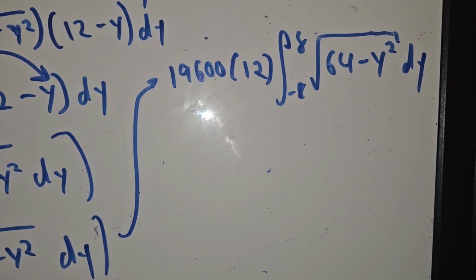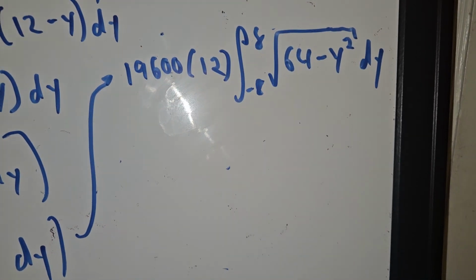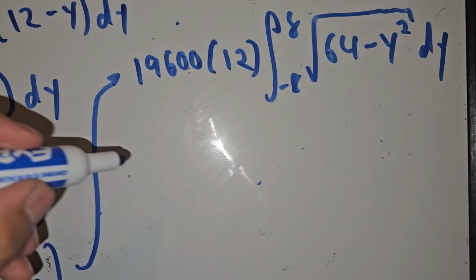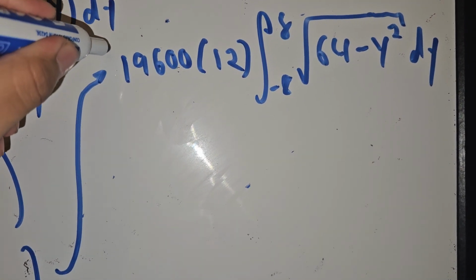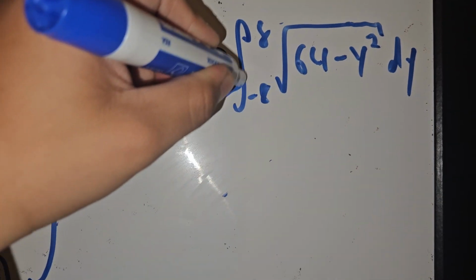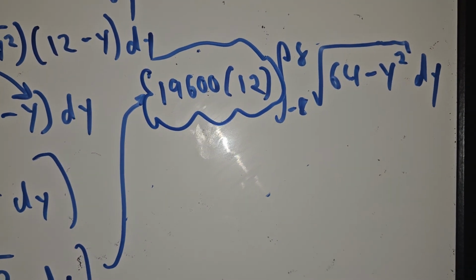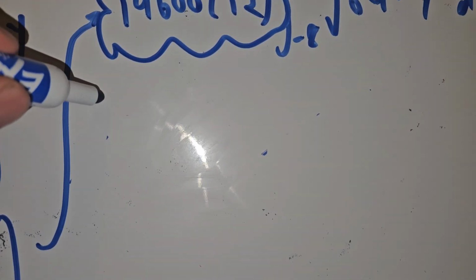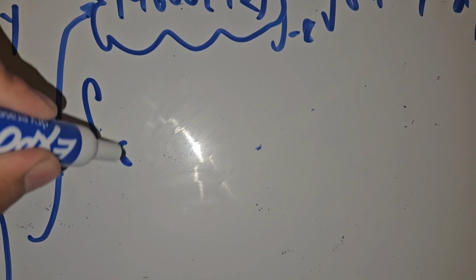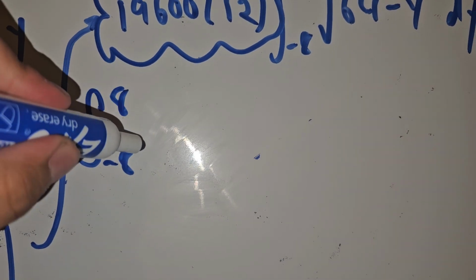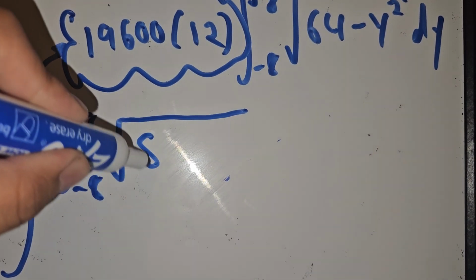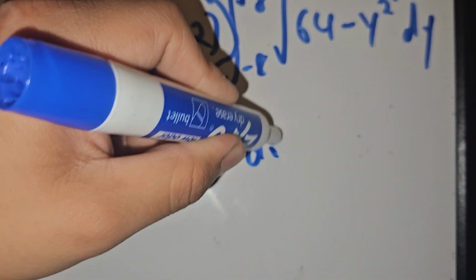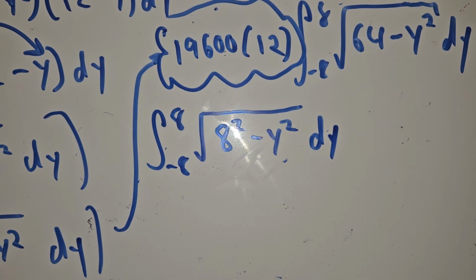So now this will be a trig sub. Let's forget about the constants for a while, put them in a cloud or something, and just focus on this integral. This integral can be rewritten as the integral from -8 to 8 of the square root of 8 squared minus y squared dy. Now we can go ahead and do a trig substitution.